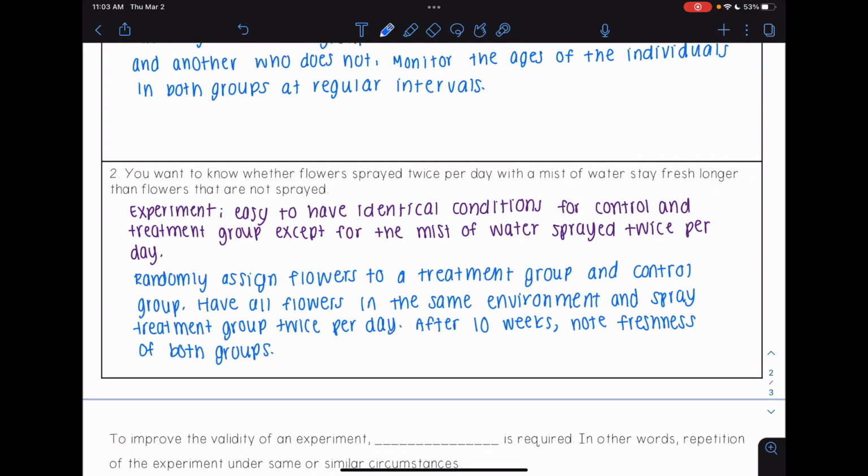So this is what I have written down. First, we would randomly assign flowers to a treatment group and control group. And we would have all the flowers in the same environment, so we know there aren't any other variables at play on whether the flowers are fresh. So maybe keep them inside so they're not being, for instance, rained on. And spray the treatment group twice per day. And then after 10 weeks or however long you want to see, note freshness of both groups.